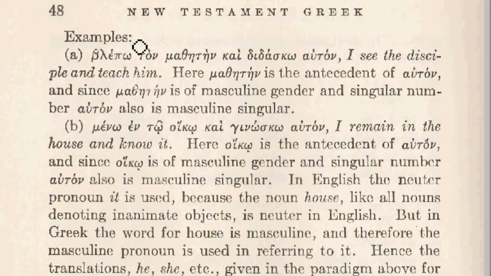The discussion continues over on page 48, where Machen gives some examples. So let's look at the first one. We have the simple sentence here, "Blepo, I see, ton methetain, the disciple, kai didasko, I teach, auton, him." And you can tell that auton there is going to be a pronoun, and notice that it must agree with disciple, which is the antecedent of that pronoun, and it agrees in gender, it's masculine, and in number, it's singular. So we have a very typical example of this.